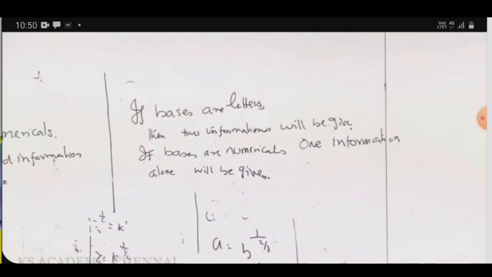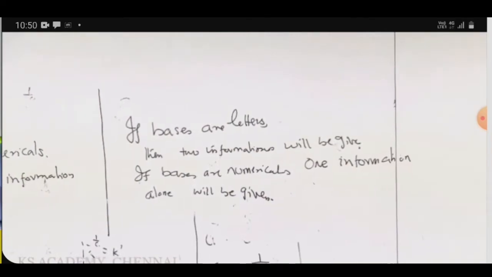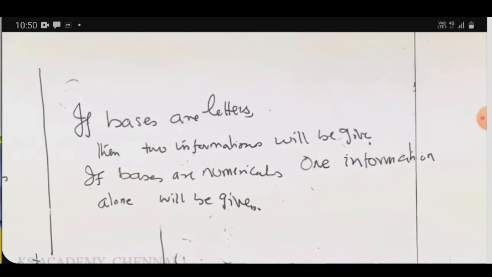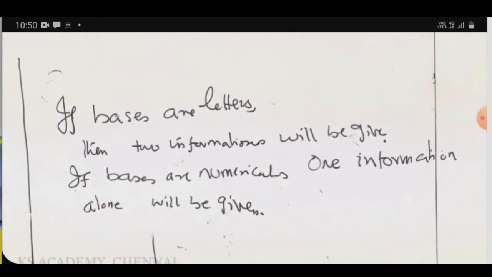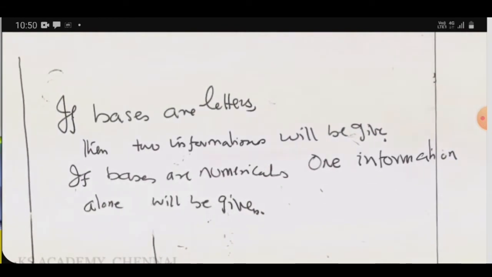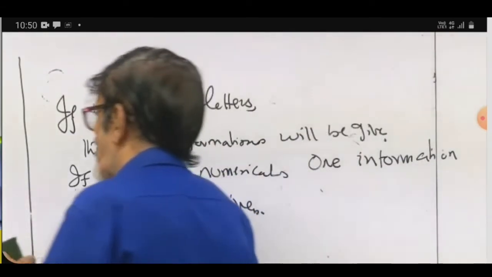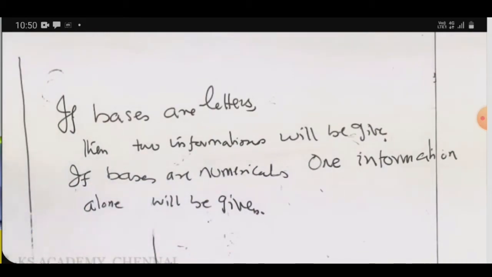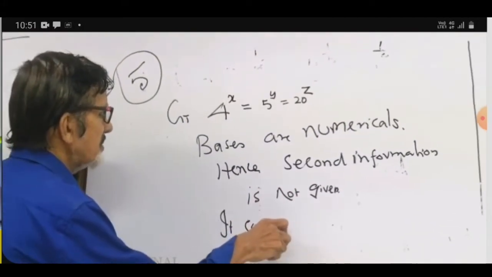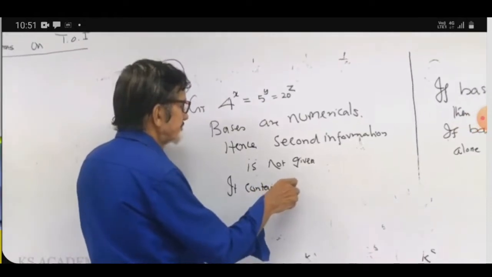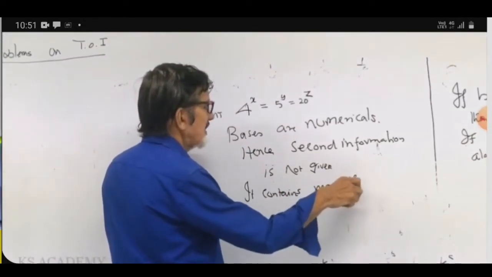Always look at the problem and check the bases. If bases are letters, two pieces of information are given. In the second problem, the bases are letters: A power x, A letter, B power y, B letter. The third problem also has letters. If it contains more than one equal-to sign, do it in the same manner.